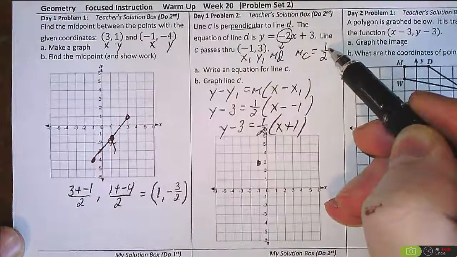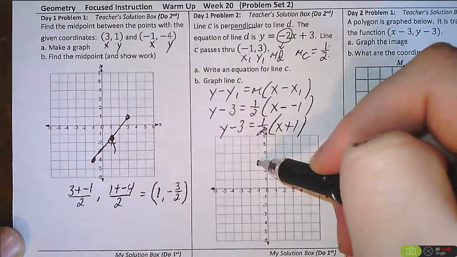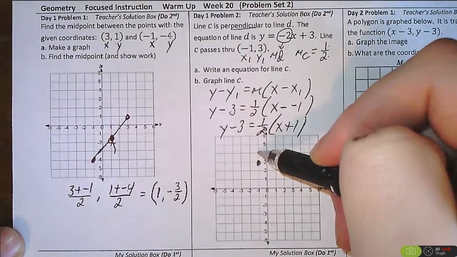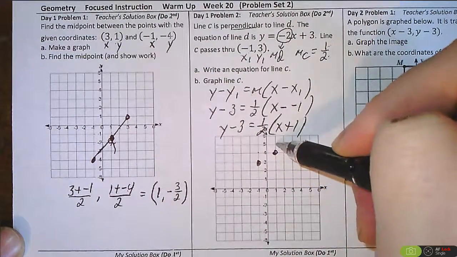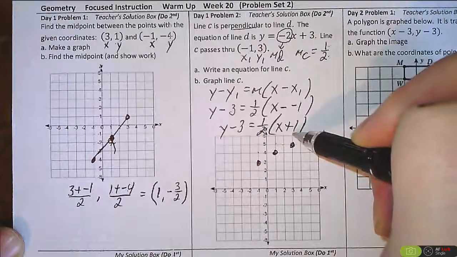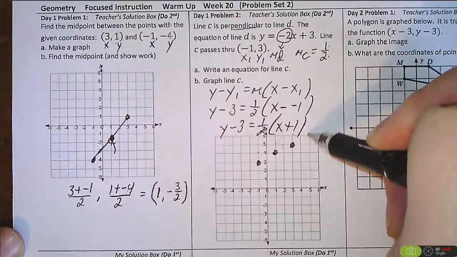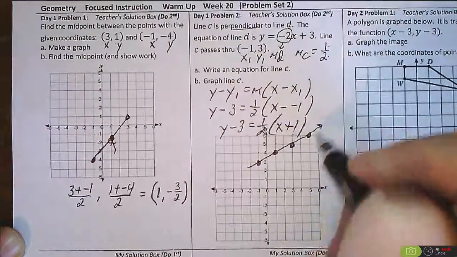Think of this as rise over run. Rise 1, run 2. So starting at this dot, rise 1, and then run sideways 2 units. Rise 1, run sideways 2 units. Draw a line through there, and we have graphed line C.